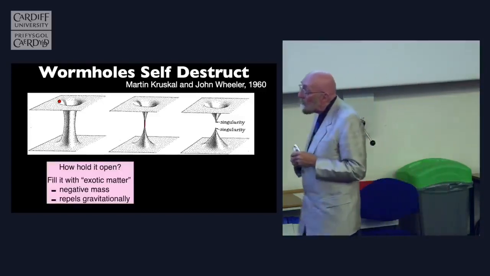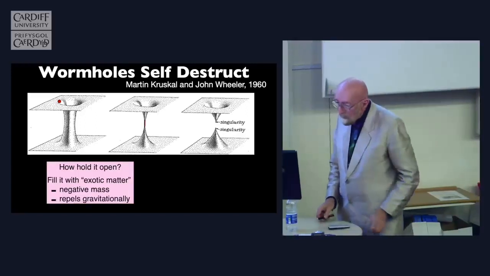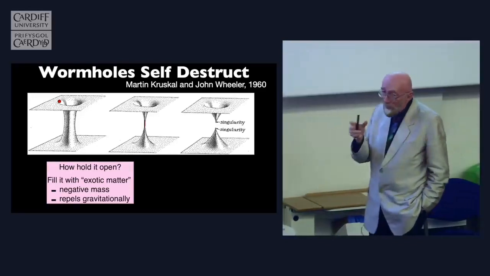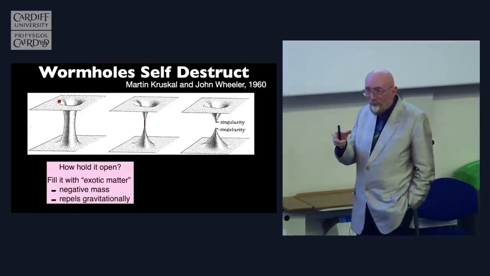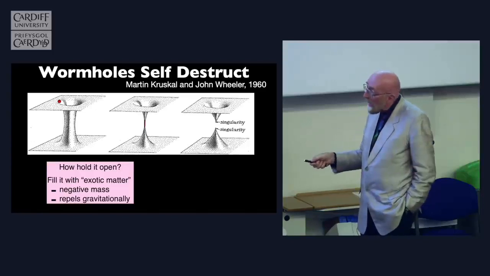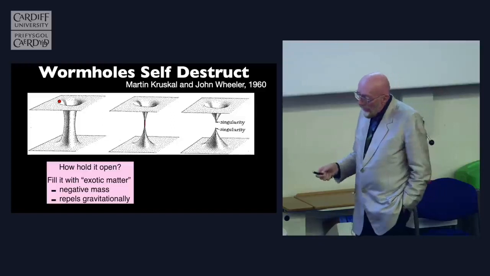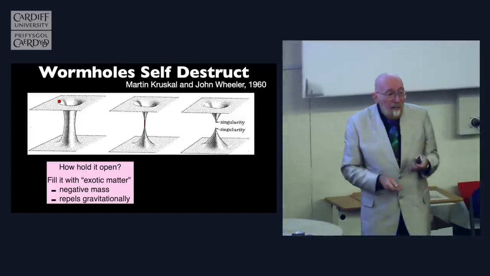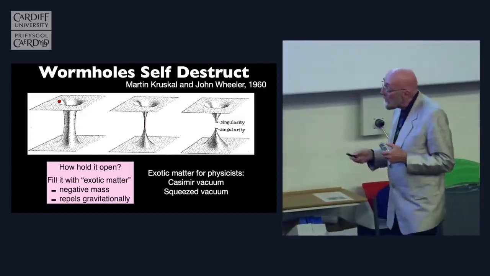So there's the issue of how can you hold a wormhole open? Well, various people have worked on it, and we now know that what you have to do is stick inside it something that repels gravitationally. That's pretty obvious. The walls need to repel each other gravitationally. And that means you have to have something with negative mass or negative energy. And so you would say game's over. How can you have negative energy? And the answer is you can have it.